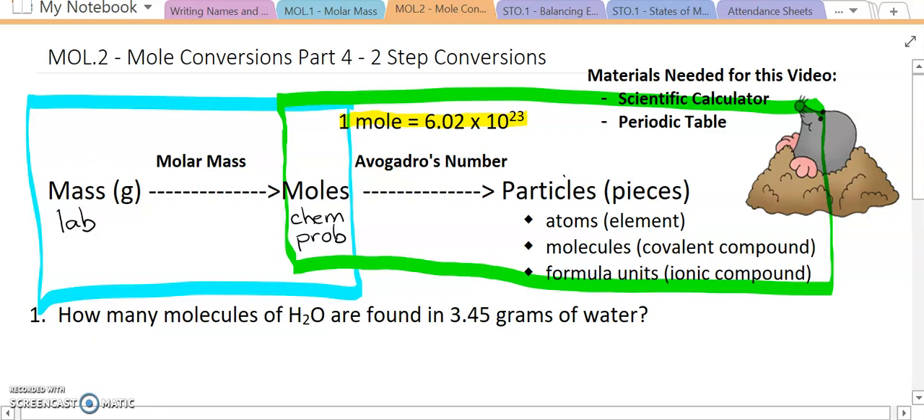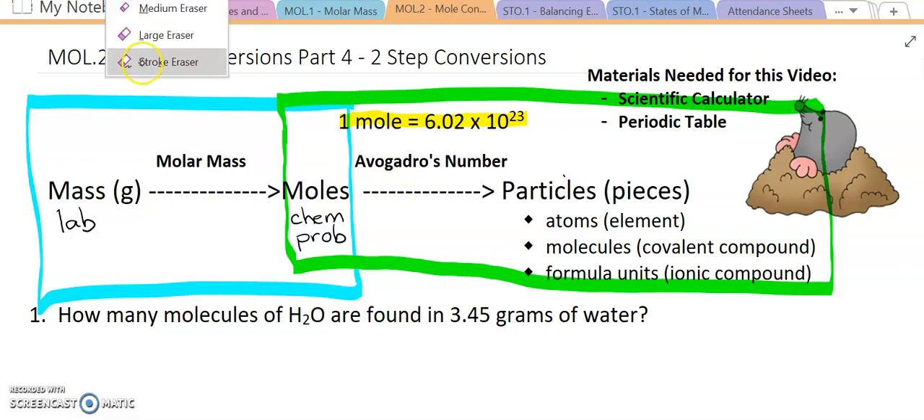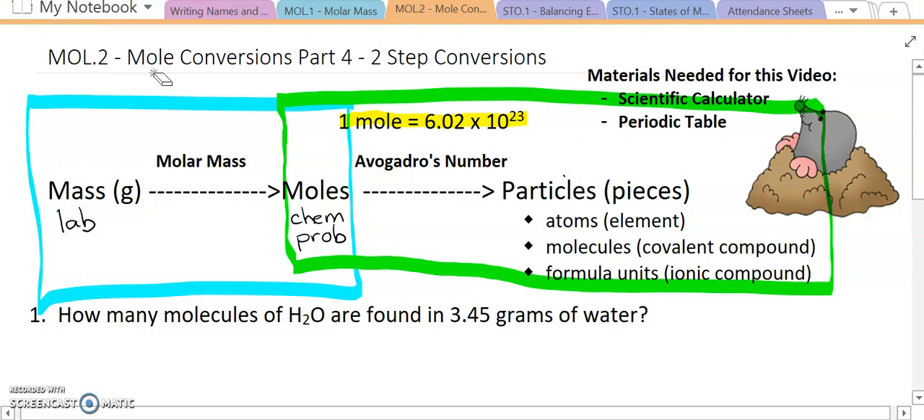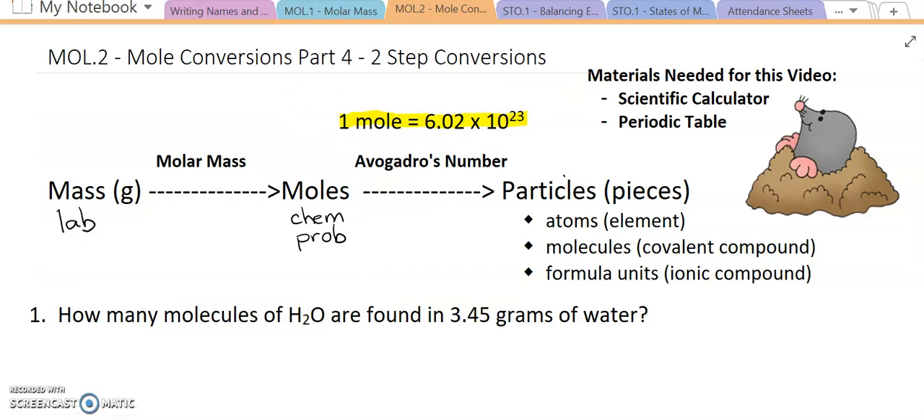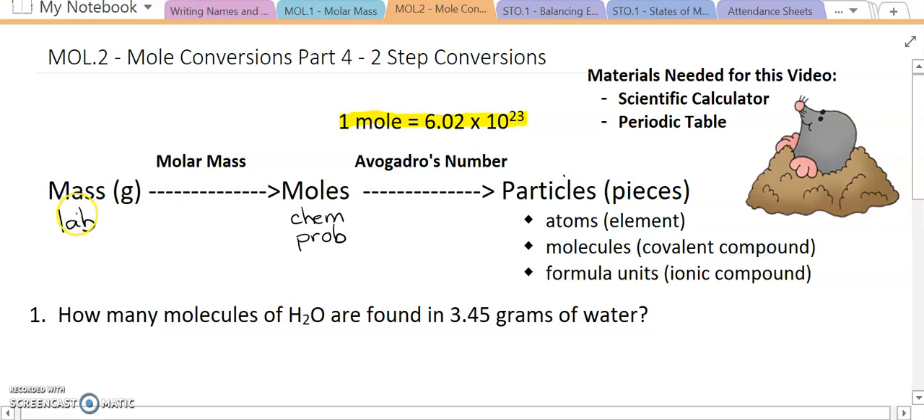Now, today, we're not going to take a look at mass to moles or moles to particles separately. We're going to take a look at both of them, because it is very common in chemistry to run into problems where you start with mass and you want to know how many little tiny pieces there are, or how many particles there are. And sometimes you know how many particles there are and you want to figure out what the actual mass is. So let's take a look at some of these problems.